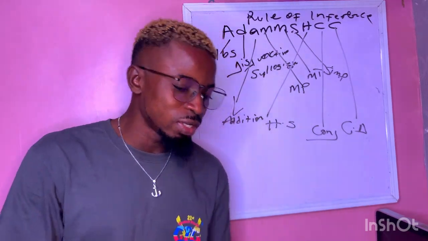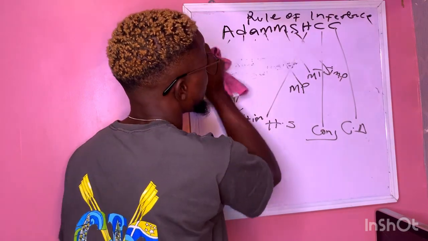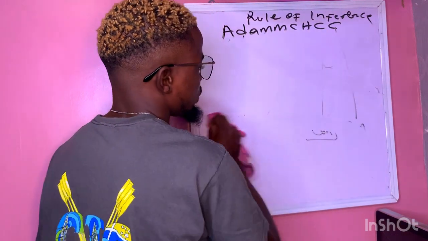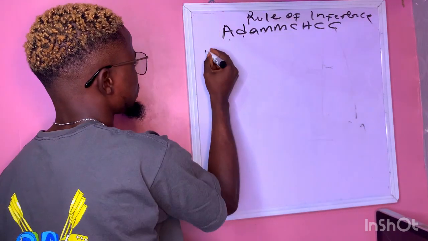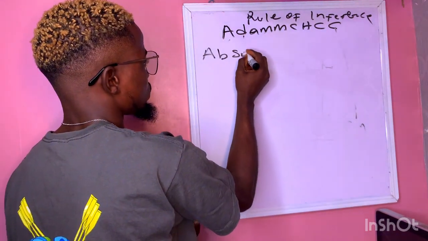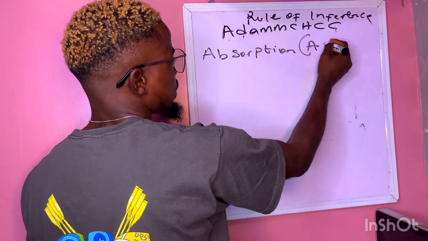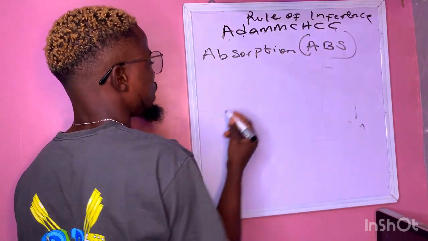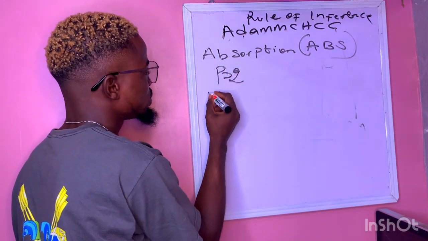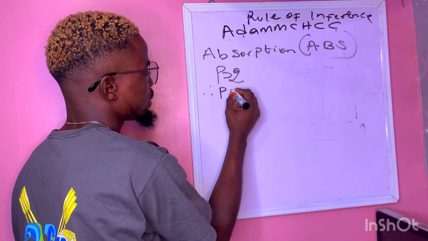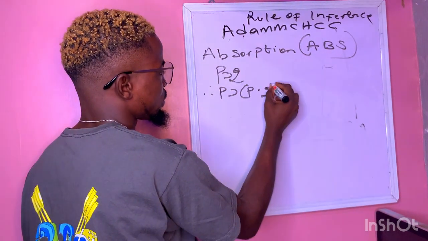So I'm going to be explaining them one after the other. Then I'll give us examples on how to apply them. So the first one that I'll be talking about is absorption. Absorption, that is ABS. Then the rule for absorption is P implies Q, therefore P implies open parenthesis P and Q.